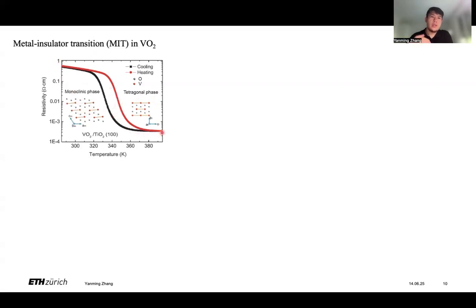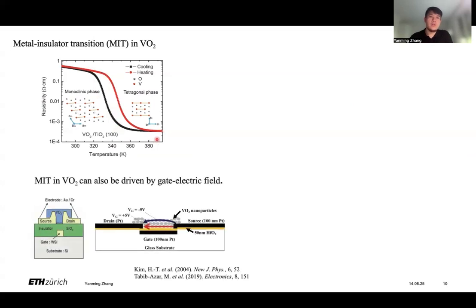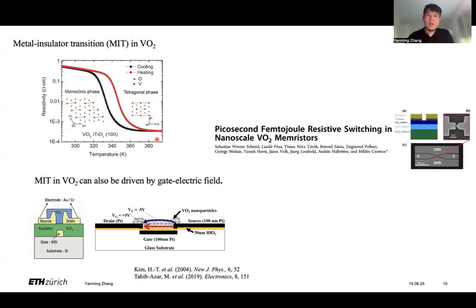correlated oxide and can undergo a metal-insulator transition at around 60 degrees Celsius. Previous research has shown that this metal-insulator transition can even be driven by a gate electric field, even at room temperature. And recent work at ETH Zurich demonstrated that resistive switching in VO2 memristors could be triggered by picosecond ultrafast pulses with ultra-low power consumption down to femtojoules per pulse, which makes it promising for memristors.